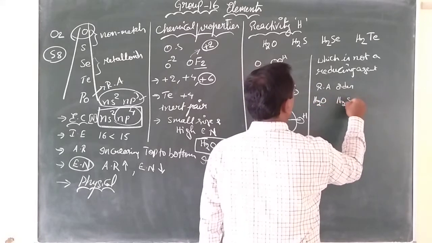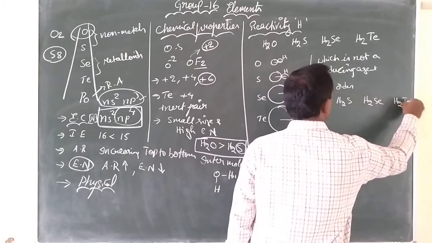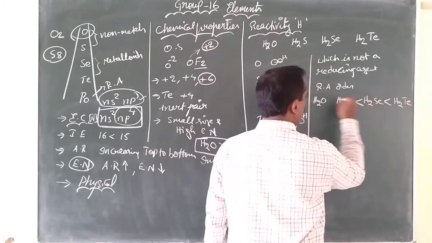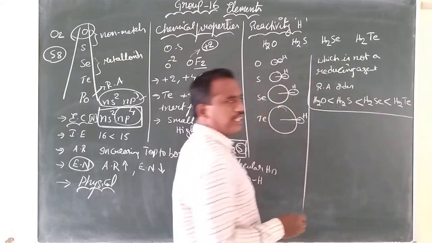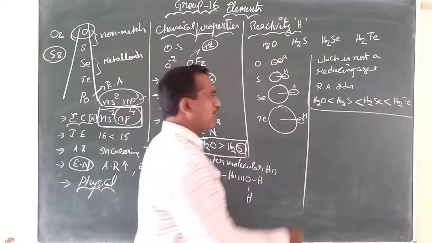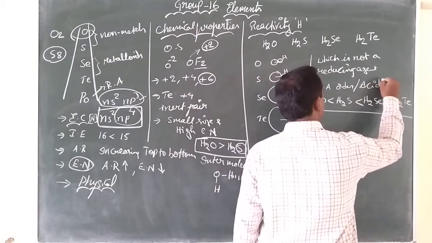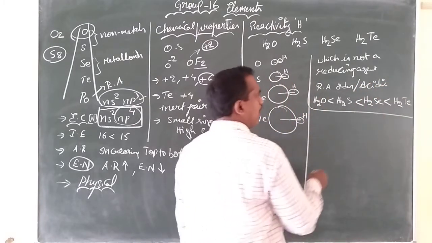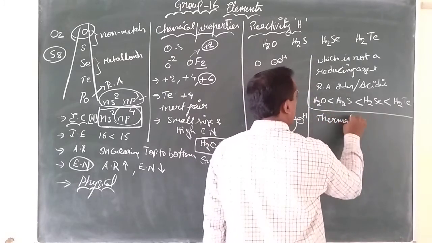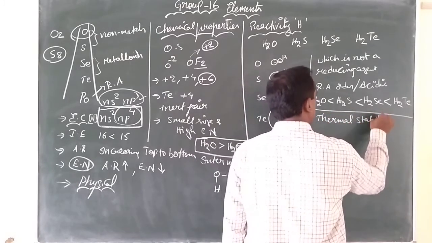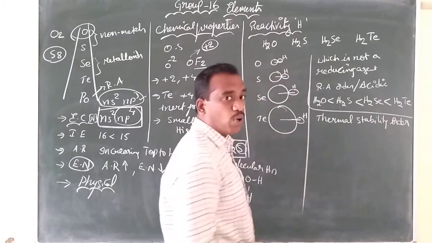Water, H2S, H2Se, H2Te. Going down the group, what is increasing? Reducing tendency is increasing. Or we can also say their acidic nature is increasing. Or we can say thermal stability order, they may ask. Thermal stability order means which is more stable.